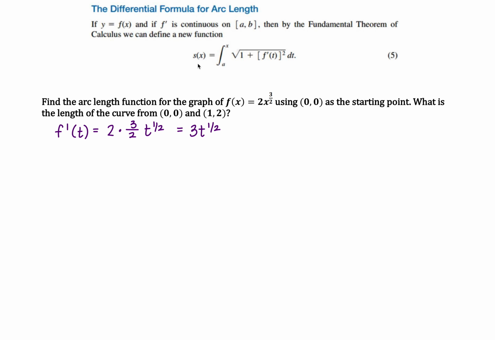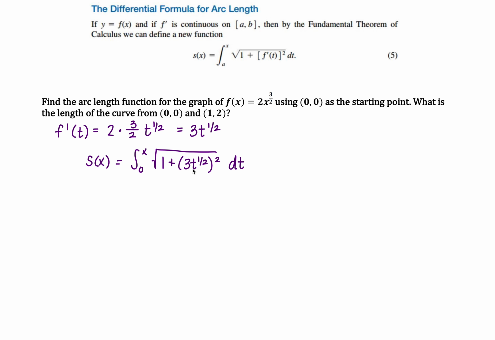So to create my function here, I'm going to have s of x is equal to the integral. My a here is going to be 0 because that's my starting point. So it's going to go from 0 to x of 1 plus 3t to the 1/2 squared dt.